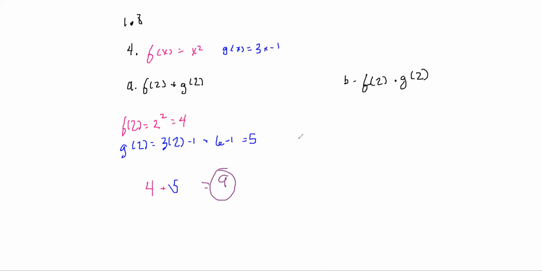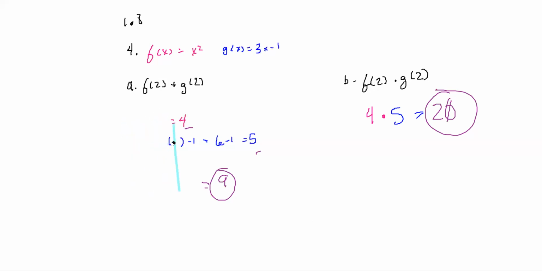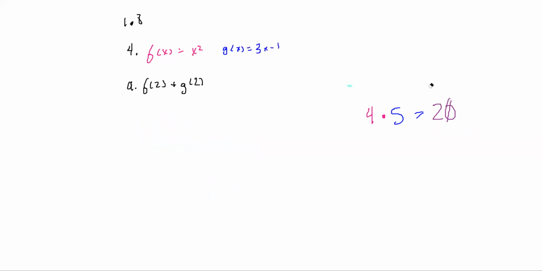And I can use these exact same numbers because f of 2 is 4 times g of 2 is 5. And so this is going to equal 20. So I can use these same numbers. Okay. So let me erase all of this. I should have just cleared all, but I guess I'm a little bit foolish. Okay.